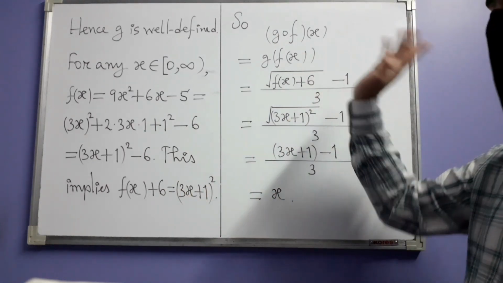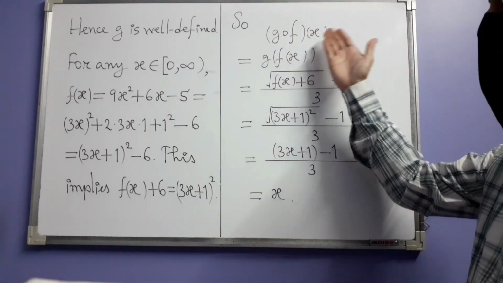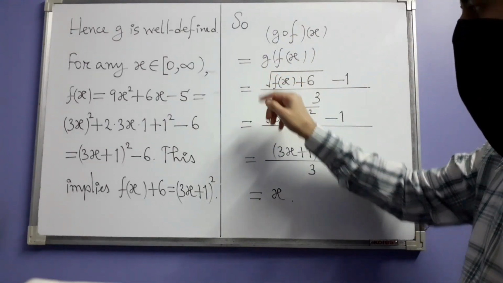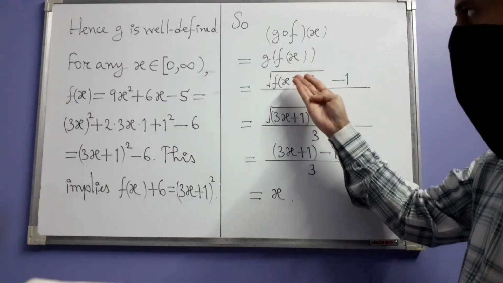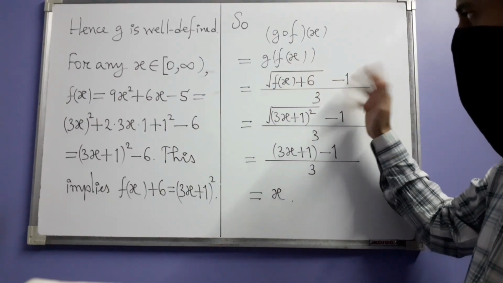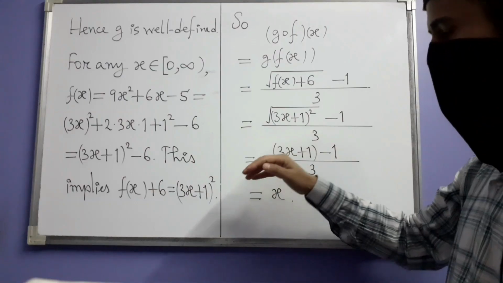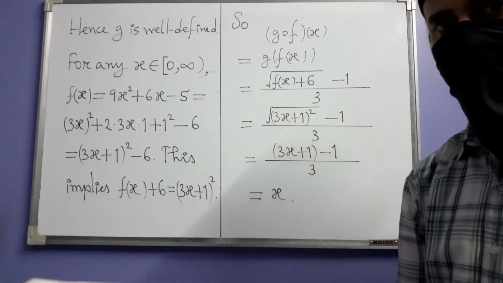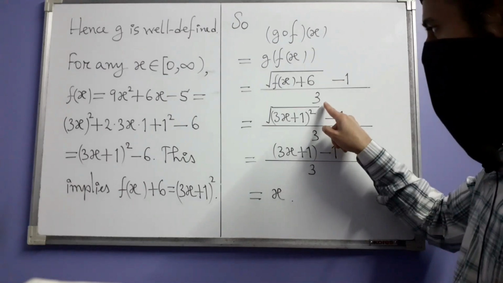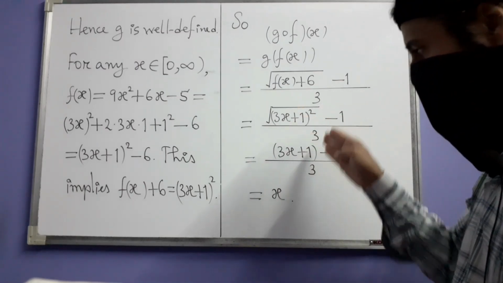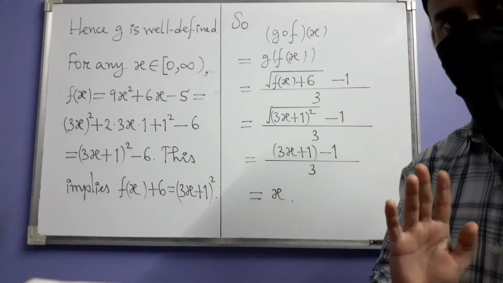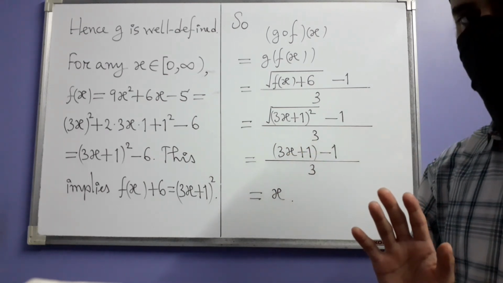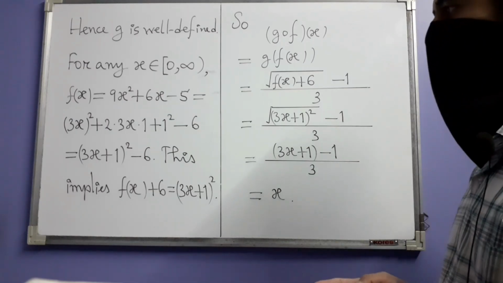And now we go for the actual calculation. G composite f of x, which is g of f of x. By the definition of g, this is equal to square root of f of x plus 6 minus 1 divided by 3. And now you are having the advantage because this itself is a square. So after cancelling square root and square, ideally you should put absolute value of 3x plus 1, not just 3x plus 1. Not immediately, but actually that will be equal to 3x plus 1.